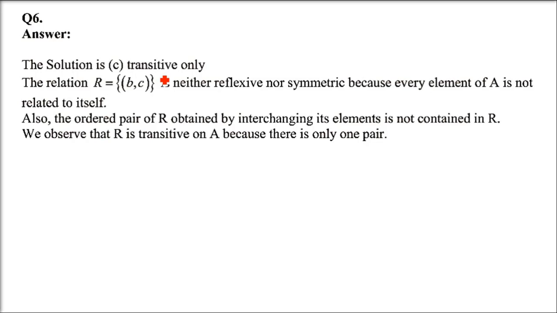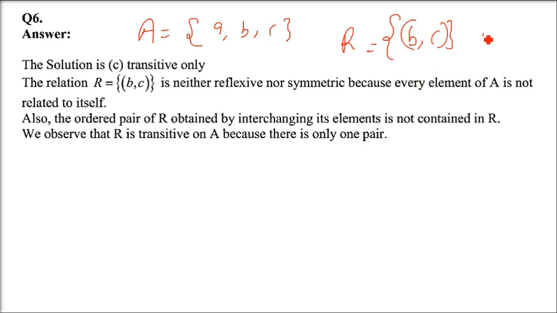Question number 6. If A, B, C, then relation R equals {(B, C)} on A is. There will be a concept which is coming. We already discussed it in the previous exercises. Only one ordered pair is given, B, C. If we want this to be reflexive, (A, A), (B, B), (C, C) has to be there. So it is not reflexive.